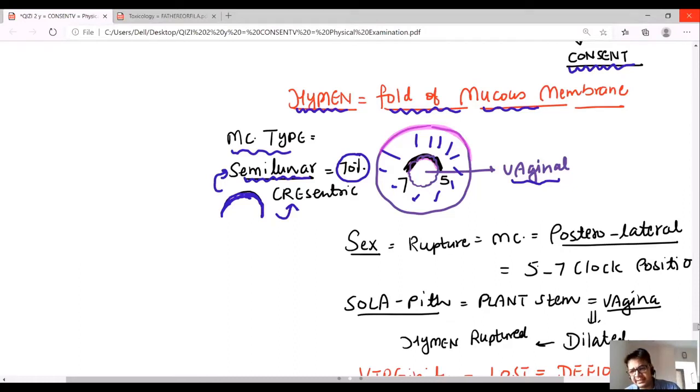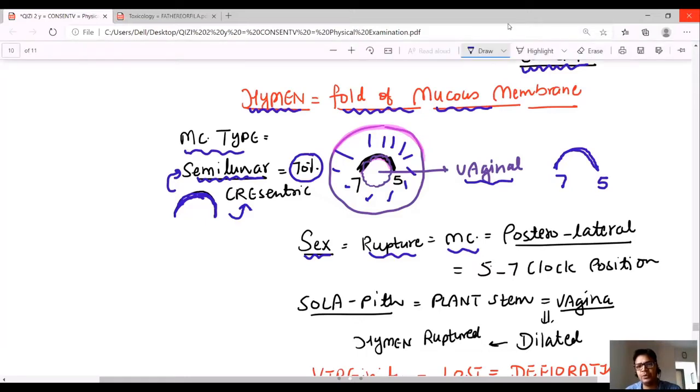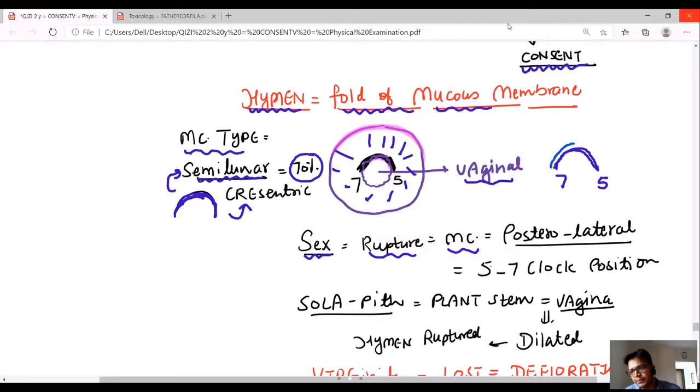Doctor Sahab, after sex, the hymen ruptures most commonly. See, this is the hymen. The hymen ruptures most commonly at the 5 to 7 o'clock position. This is the position at which the hymen ruptures, from 5 o'clock to 7 o'clock. This is posterolateral. The most common site of hymen rupture is posterolateral.